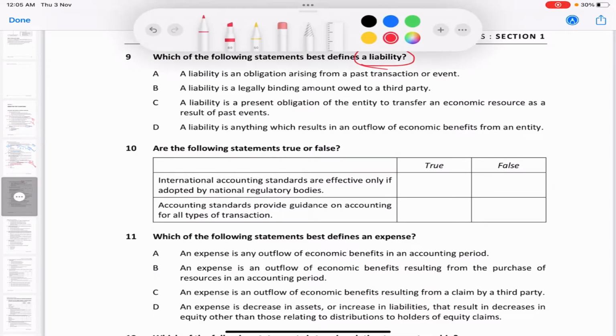So the answer is obviously C. Why? Because this is the definition of liability. Okay, I'm giving you a minute to do the 10th question, then I will discuss.